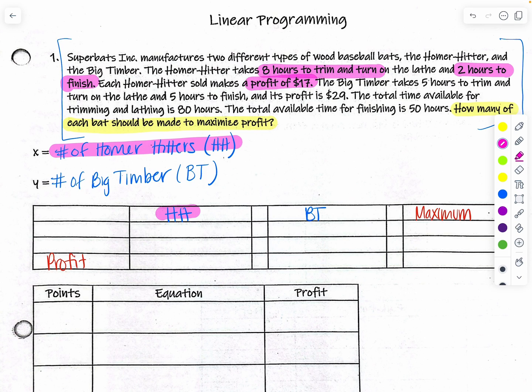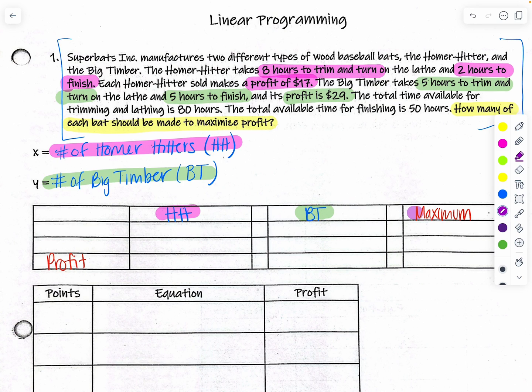Then if we look at the big timber, we're going to highlight all that stuff in green. So the big timber takes 5 hours to trim and turn and 5 hours to finish and has a profit of $29. So all that information is going to go underneath the column with BT, big timbers.